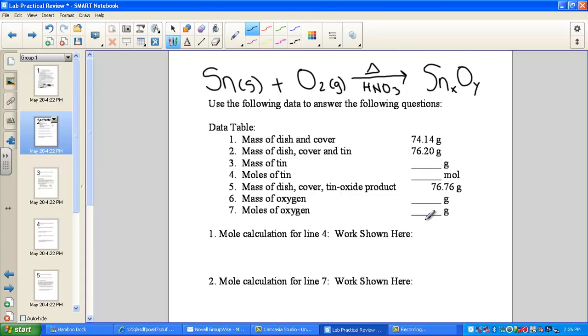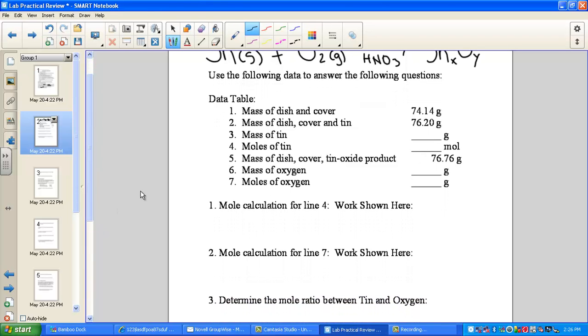This is a great example of sample data that allows us to practice the type of calculation you'll be asked to perform. One of the procedure steps will have you weigh an empty evaporating dish with a watch glass cover. You pour in approximately 2 grams of tin and weigh it again, and we want to know the mass of tin. Of course, here it's line 2 minus 1. So what is the difference between 76.2 and 74.14? We weighed out 2.06 grams of granulated tin.